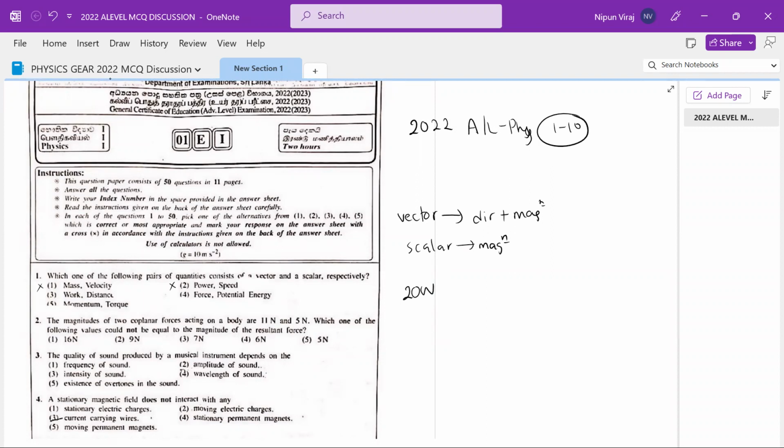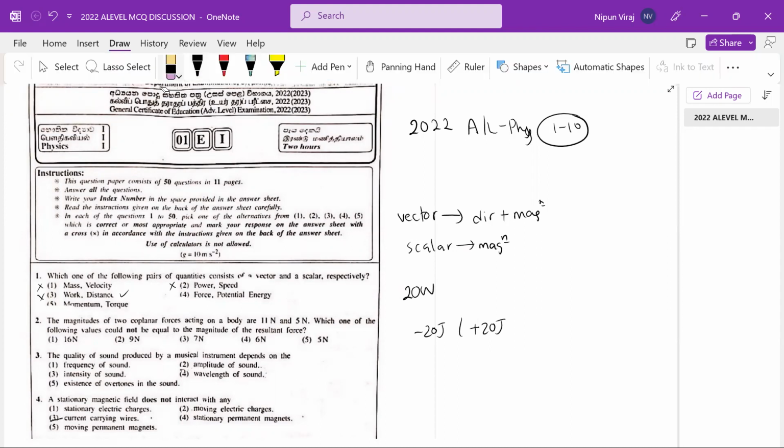Work and distance. What about work? We know distance is obviously a scalar. Same is work. Work is also a scalar. You can say we have done minus 20 joules of work or plus 20 joules of work. There is plus and minus, that is true, but work doesn't have a direction. You cannot say you have done work towards the right or towards the left. And the other thing is work is measured in joules. It is sort of an energy. So work is a scalar and distance is also a scalar, so it is also a wrong answer.